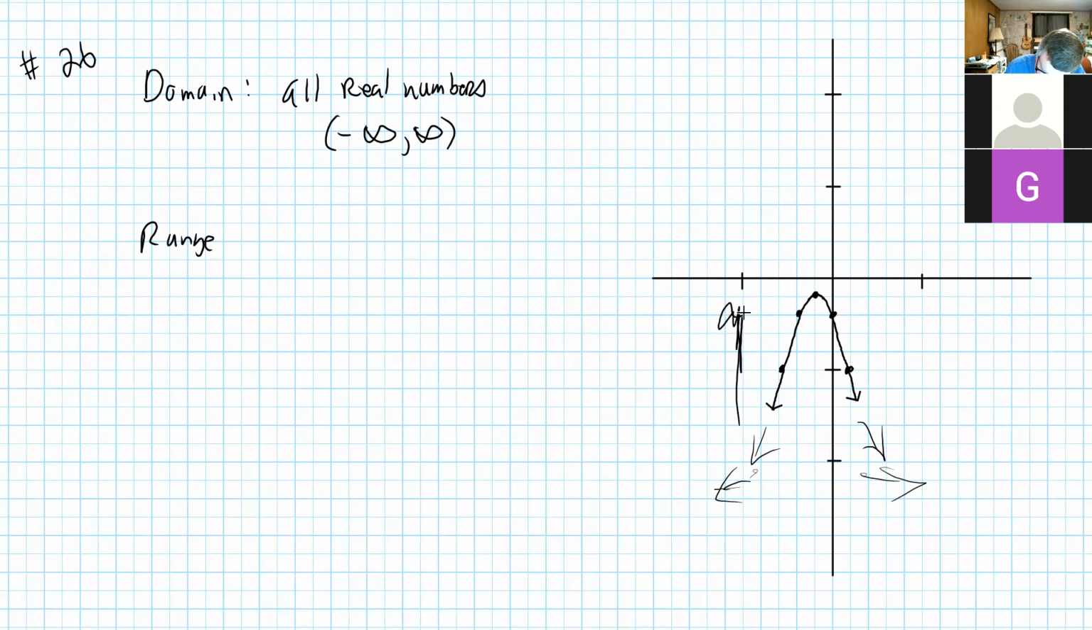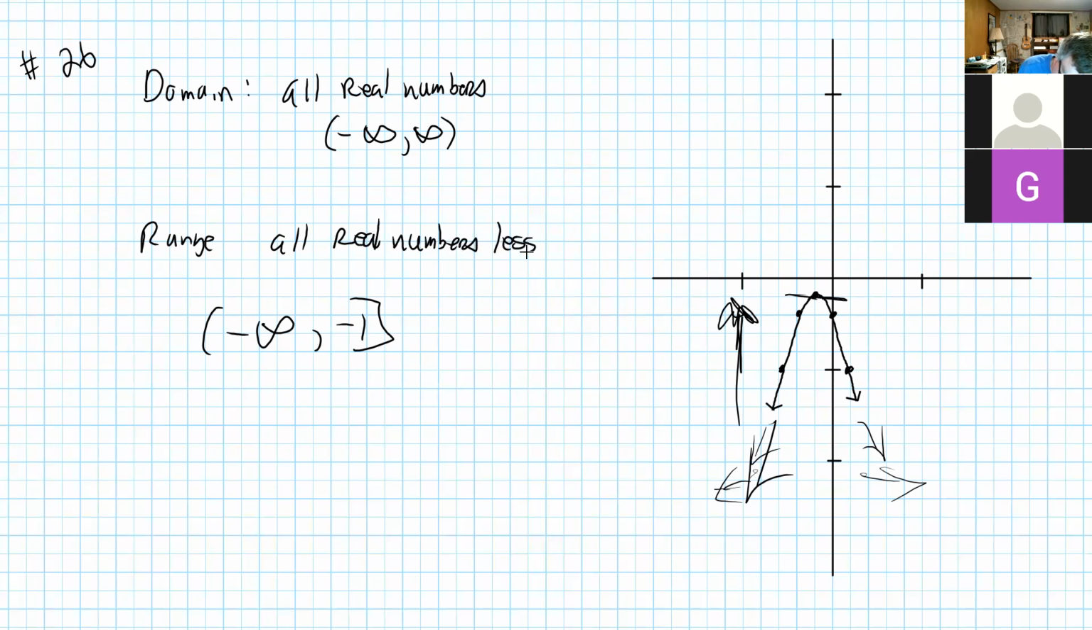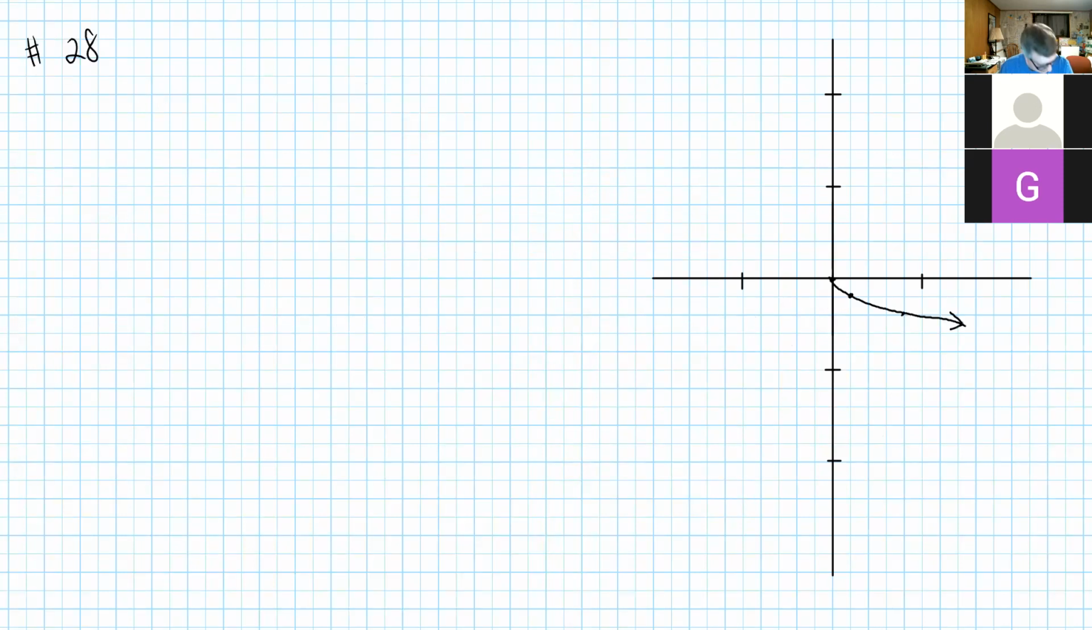The range is your y values, okay? What's the highest y value? -1. What's the lowest y value? -infinity. So it'd be all real numbers less than or equal to -1. Are you seeing that? Because right here, that y value is -1. Yeah. All right. Good to go on the next one? I'll take that as a yes.